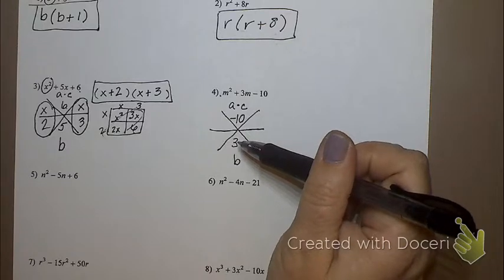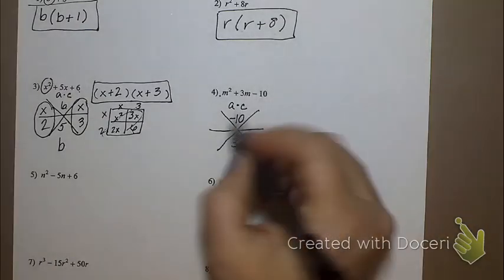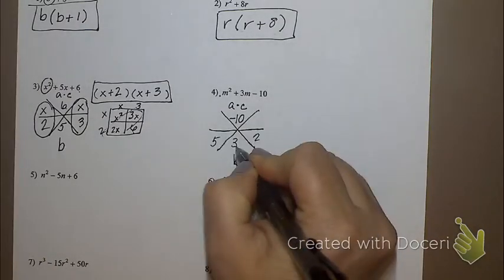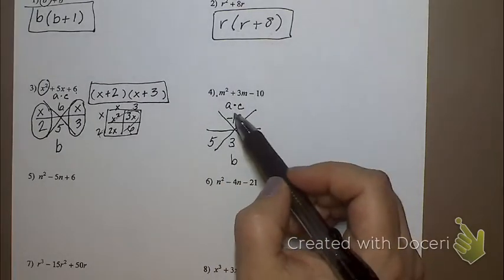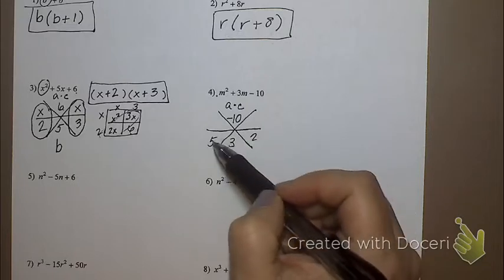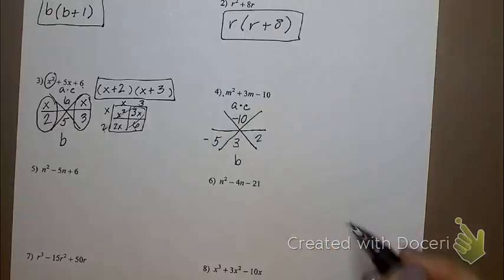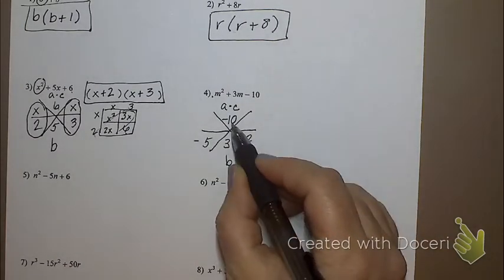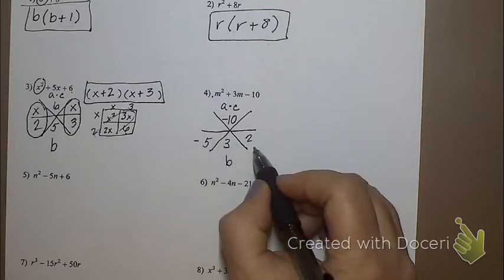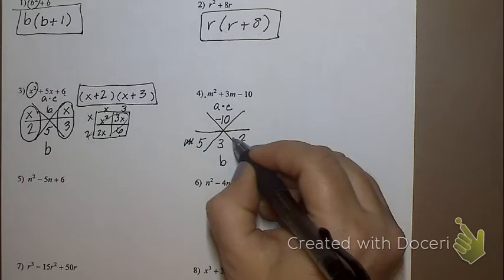Let's see. Thinking about multiplying to get 10, there's only a couple options. It's either 5 and 2 in some combination or 1 and 10. So I think it's going to be 5 and 2 because 1 and 10 is not going to get me a 3 very easily. But this is a negative 10, so one of these two things has to be negative. Does it matter which one I make negative? Yes. What if I make this one negative? It's not going to equal 3. Negative 5 times 2 equals negative 10, but negative 5 plus 2 is negative 3, not positive 3. So it does matter where I put the negative sign.